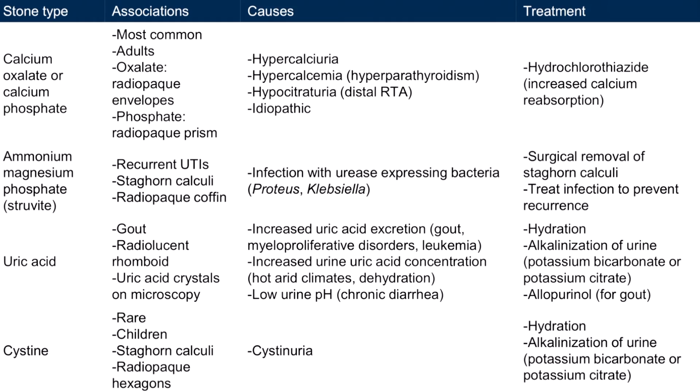Now, ammonium magnesium phosphate stones are treated by surgical removal of the staghorn calculus, and treatment should also eliminate the infection that's causing the stones in order to prevent recurrence.